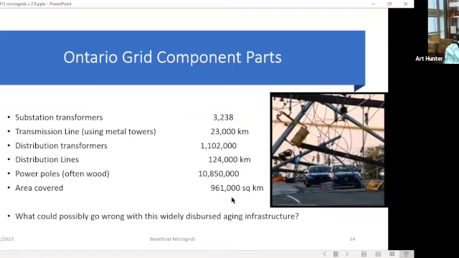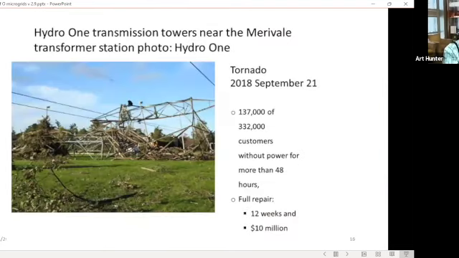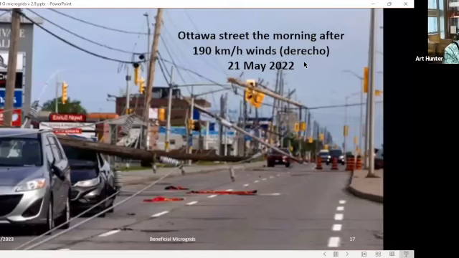Huge area coverage. What could possibly go wrong with this 100-year-old system? Right? And this was the ice storm of '98, which I'm sure many of you have experienced. And here was the Maryville transformer station, with the tornado in September of 2018. And of course, our derecho of last May, May 22, just down Maryville Road.